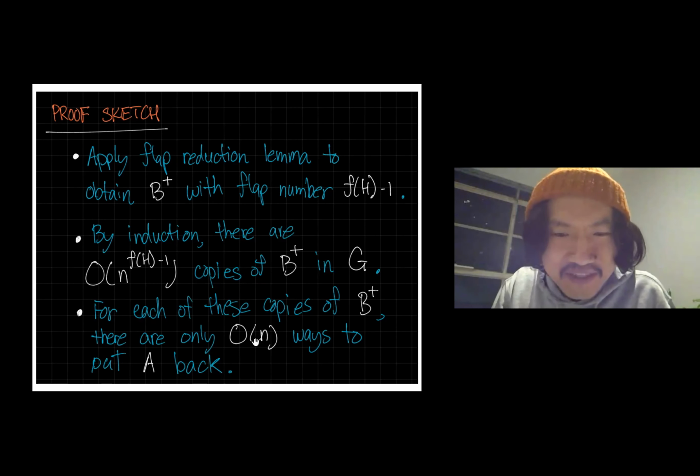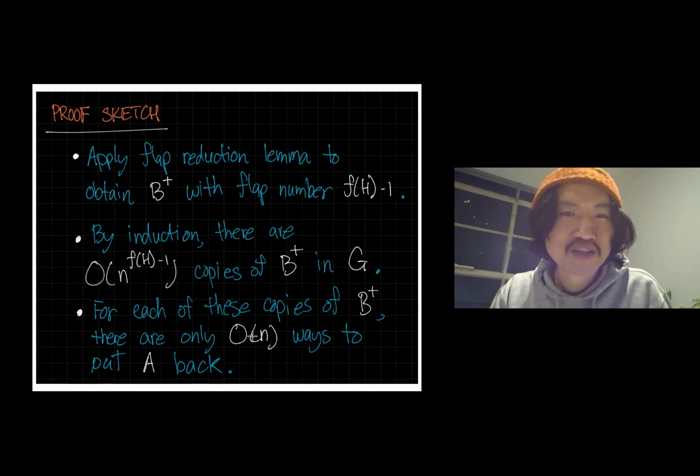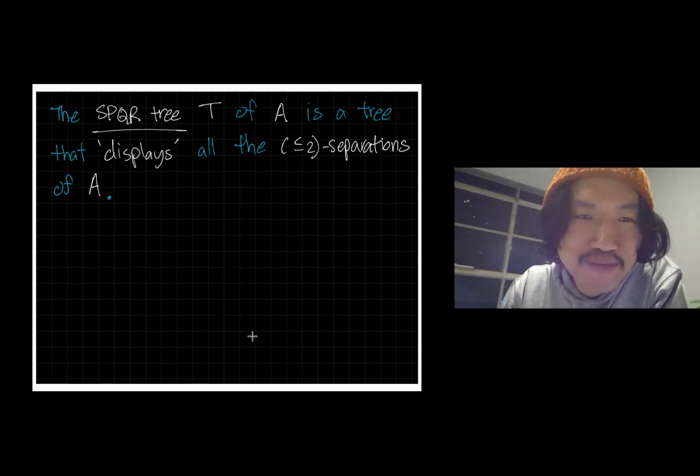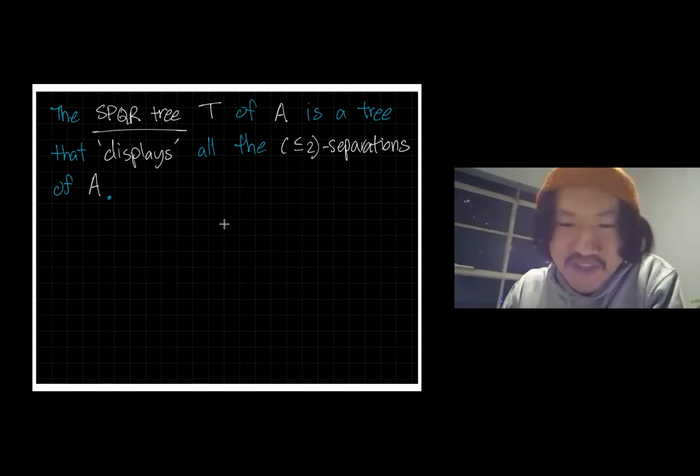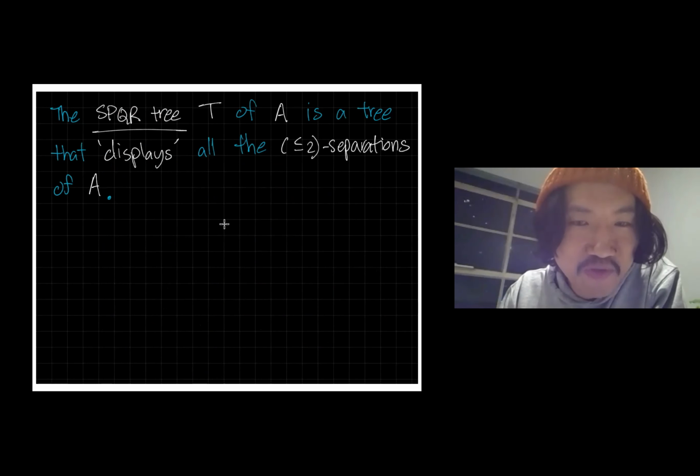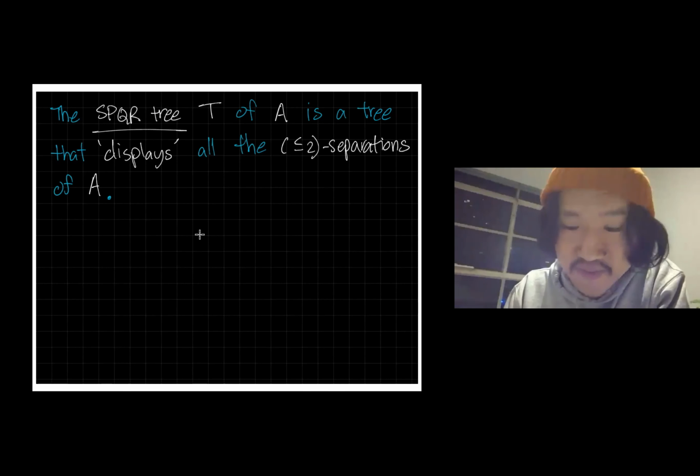Let me at least quickly say how we do this last step, this third step. The way we do this third step is to use the SPQR tree of A, of the flap that we've reduced on. I'm not going to tell you exactly what the SPQR tree is, but it's a generalization of the block cut tree of a graph. It's a tree that displays all the at most two separations of your graph.